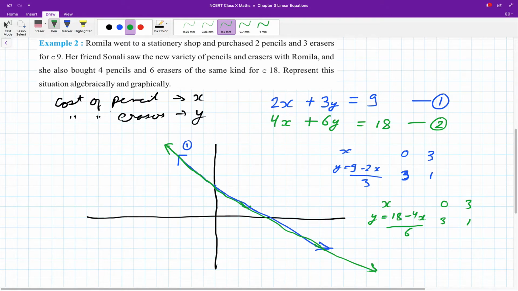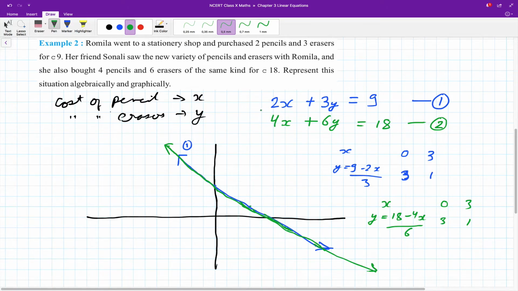Sorry, this should be exactly on top of one another. Okay, so what do we have here? We have a case of coincident lines. So basically they are just the same.